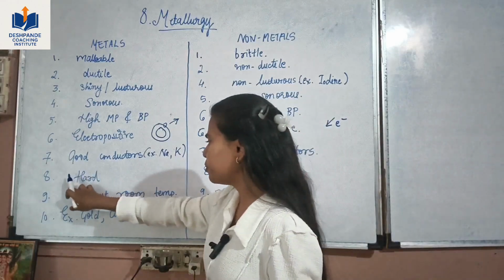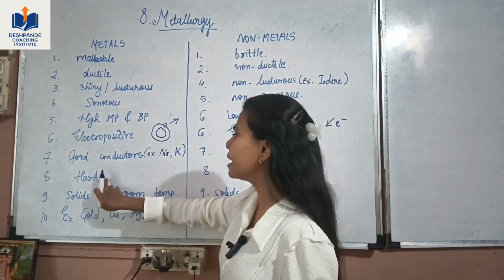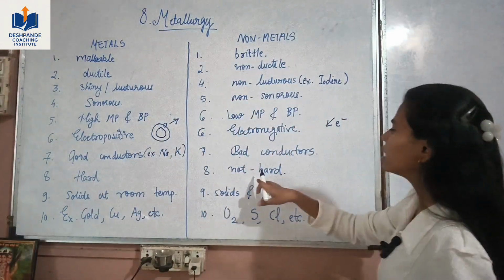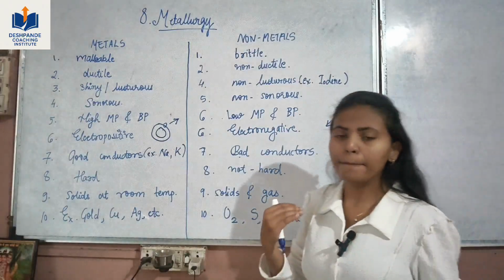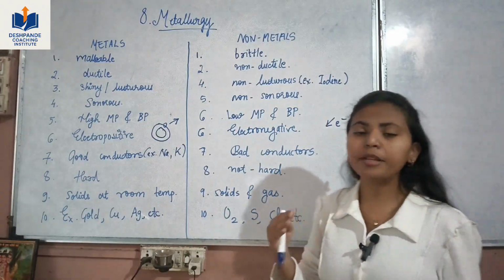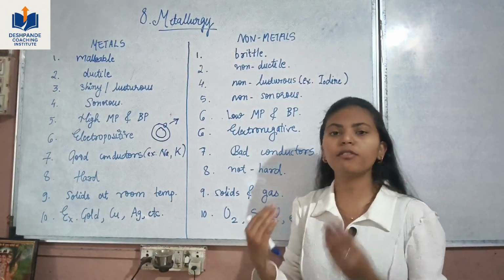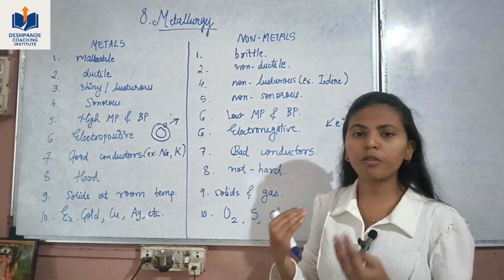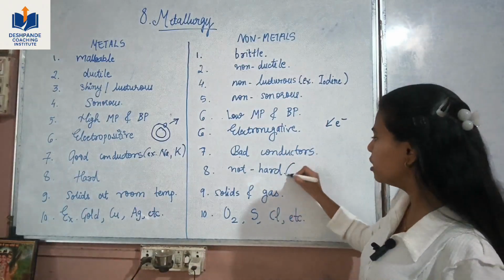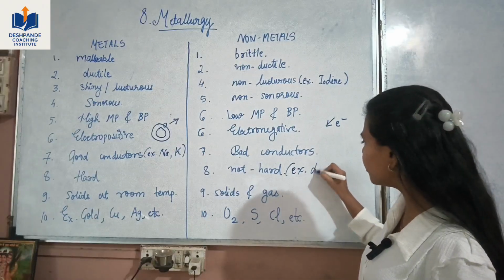Then the next property is that metals are hard, while non-metals are not that hard. But we know that diamond is the hardest substance. And what is diamond made up of? It is made up of carbon. Diamond is an allotrope of carbon, and carbon is a non-metal. So here the exception is diamond.